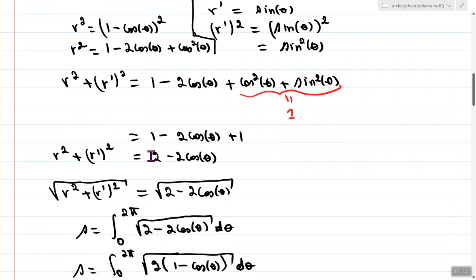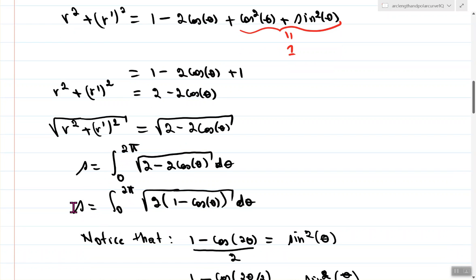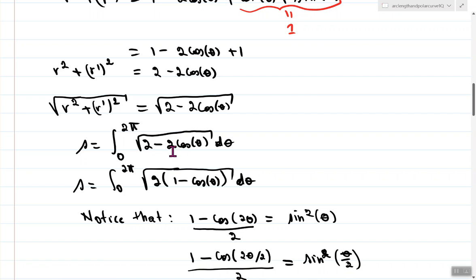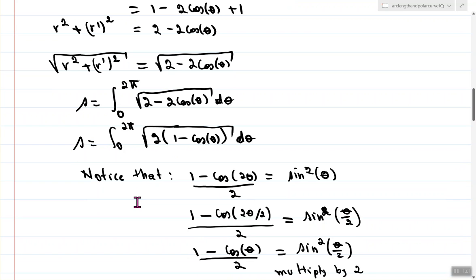We take the square root, and then we integrate from 0 to 2 pi the square root of 2 minus 2 cosine theta. Here we can factor out 2 under the square root. How do you integrate this? To integrate this, we need some kind of trigonometric formula or identity. So we go back to the general trigonometric identity.